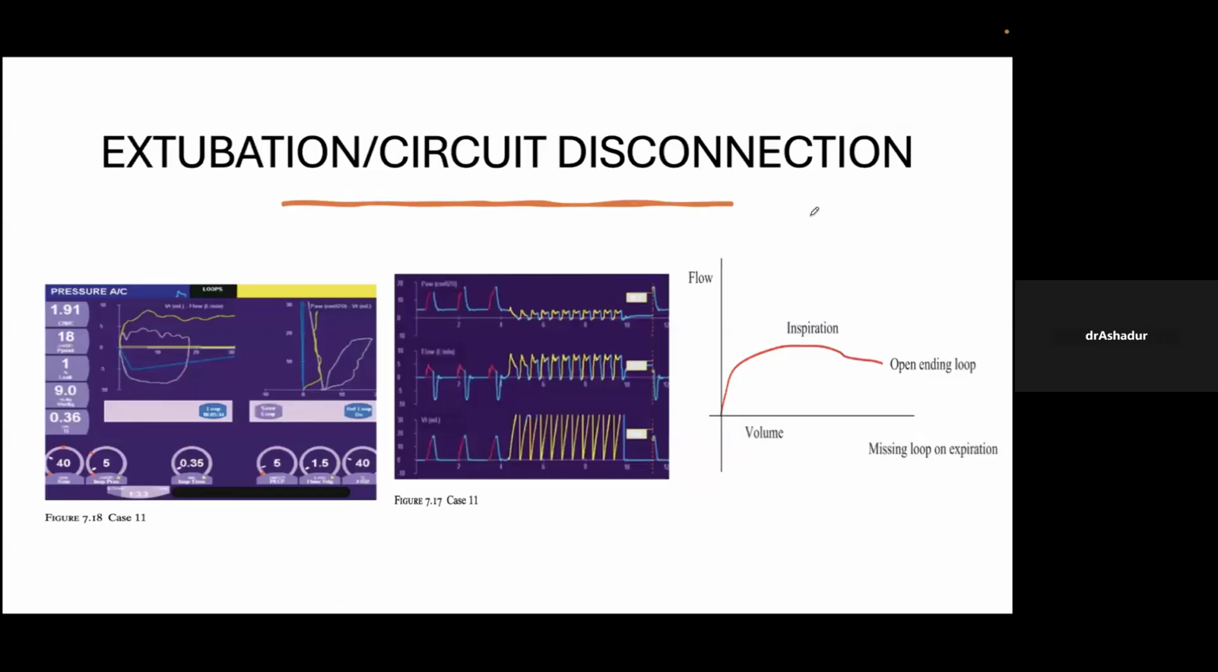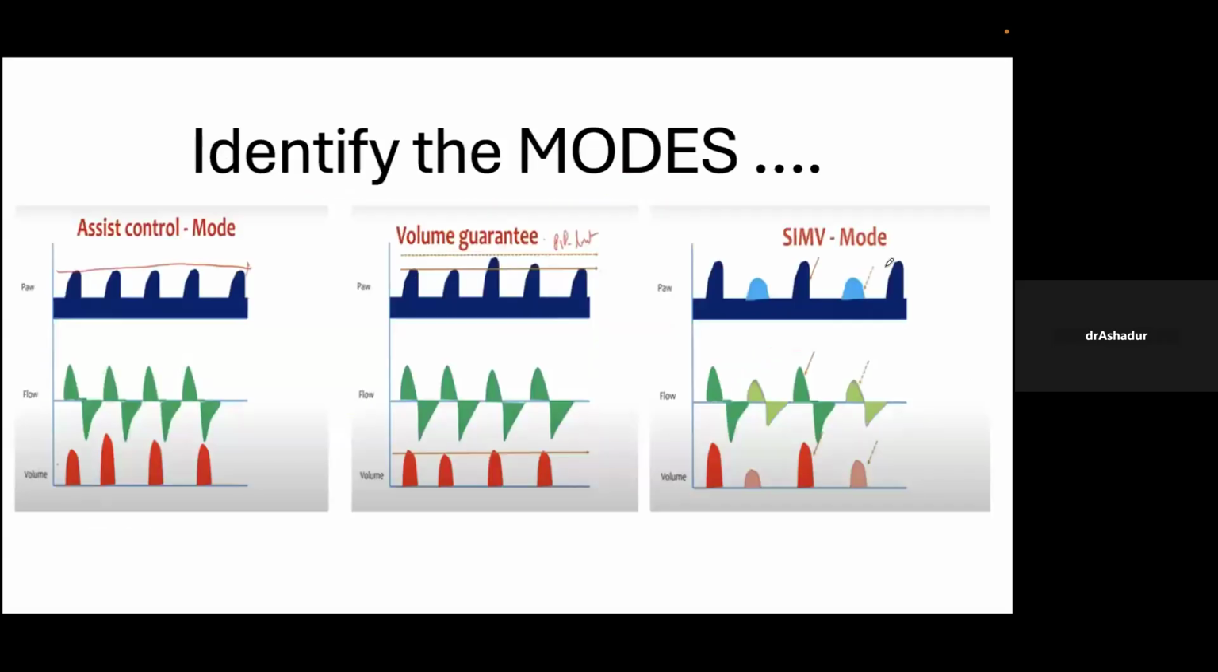So as I told you, sister calling you, patient is desaturating. If you're suspecting extubation, look at this flow volume loop. It will look like this. There will be no expiratory component at all. It will also look like this in your flow. It will look like this in your pressure. And if you look at this one, it will look something like this. And there will be no expiratory component in your pressure volume loop.